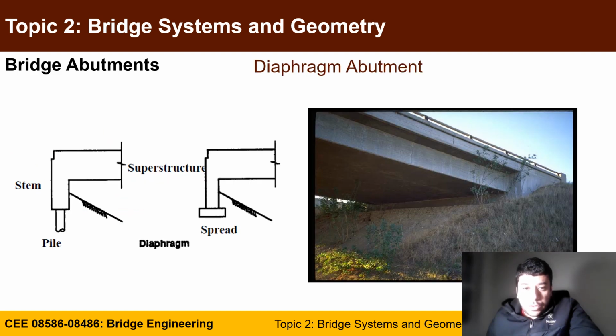There is another type of abutment called a diaphragm abutment, where you cast the diaphragm and the end of your superstructure monolithically. It can be supported over piles or supported over a split footing.